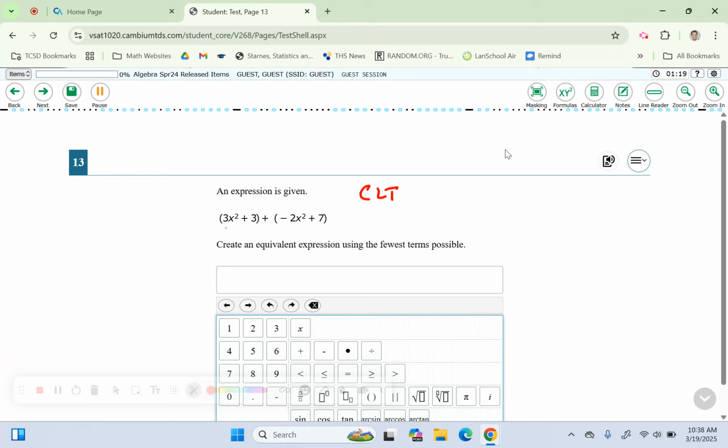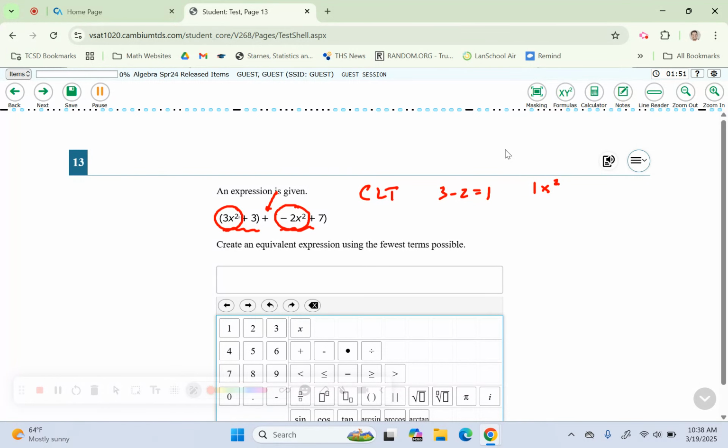So we have a binomial, or a two-term polynomial, being added to another binomial. So the addition sign doesn't affect anything. All we're going to do is add the like terms, which have the same variables to the same exponents. So the 3x squared is a like term with the negative 2x squared. So we're going to do 3 minus 2, which is 1. So that's 1x squared. We don't change the x squared, we leave it alone.